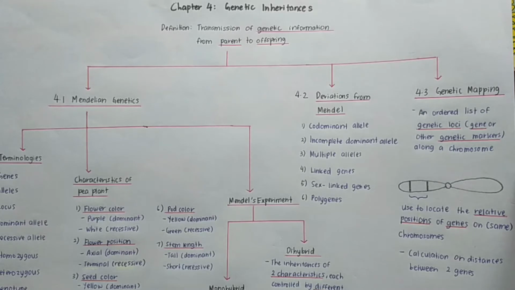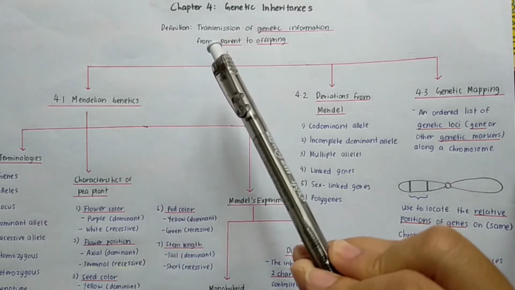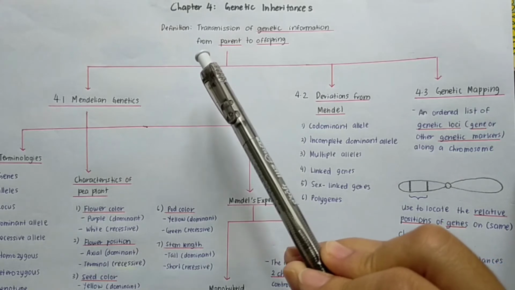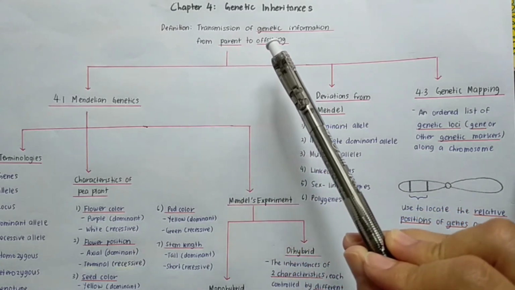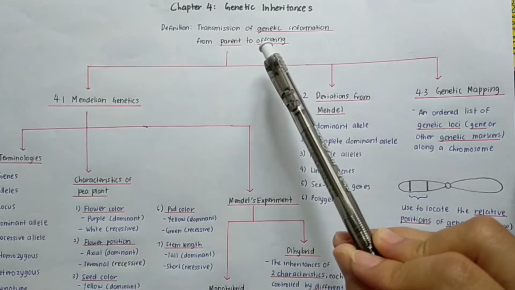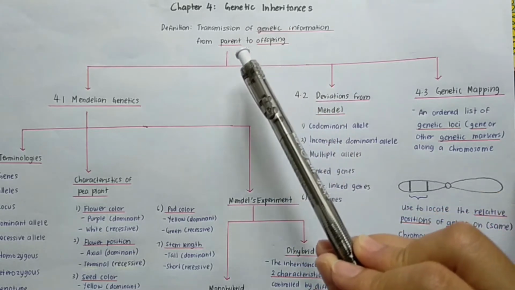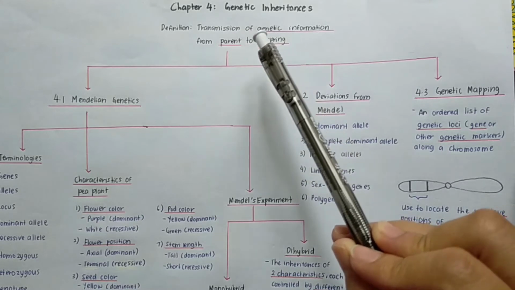Okay, so now let's look at the new chapter. We now proceed to chapter 4. Chapter 4 is about genetic inheritance. First of all, let's look at the definition of genetic inheritance. So actually, what is genetic inheritance? It refers to the transmission of genetic information from parent to offspring. Offspring here refers to their anak lah.